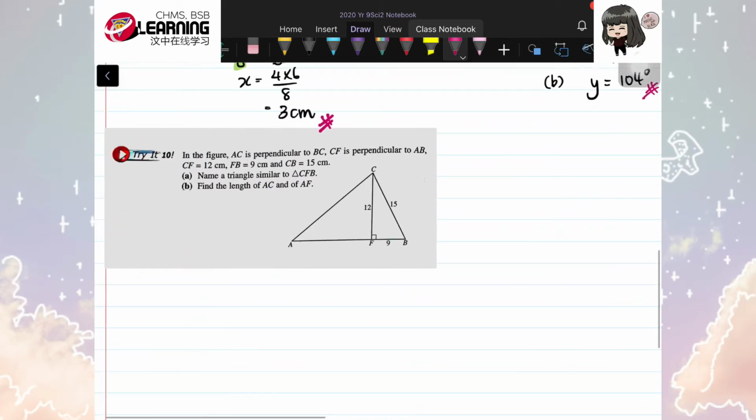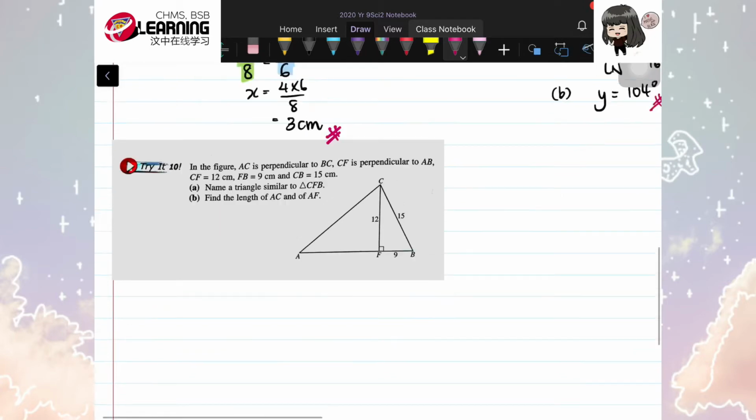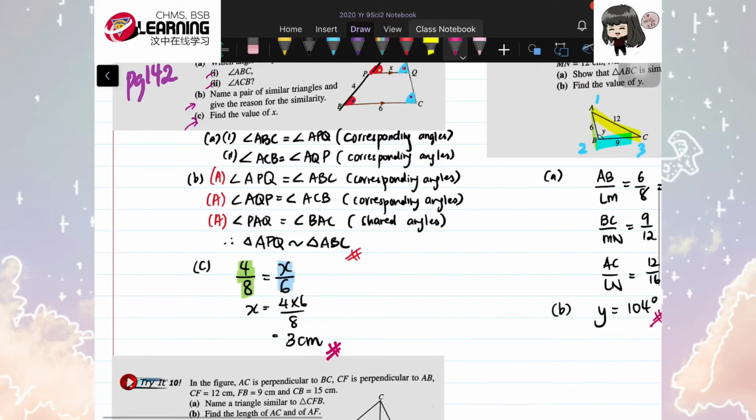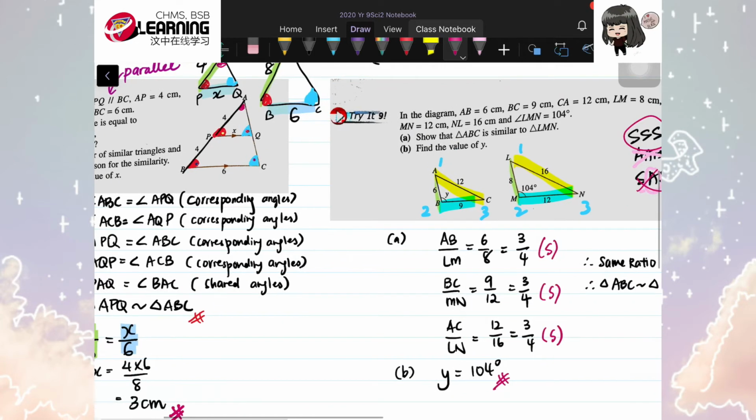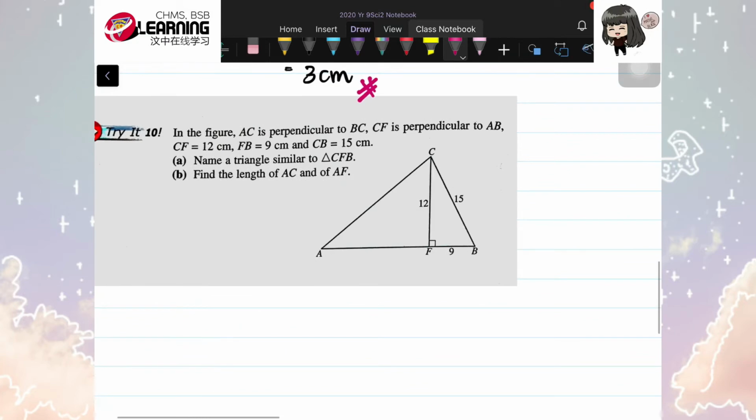Let's go for Try It 10. This question is a little bit harder because we don't have similar triangles that can be easily seen. It's not easily compared, because here we need to find out which triangle and which triangle are similar.